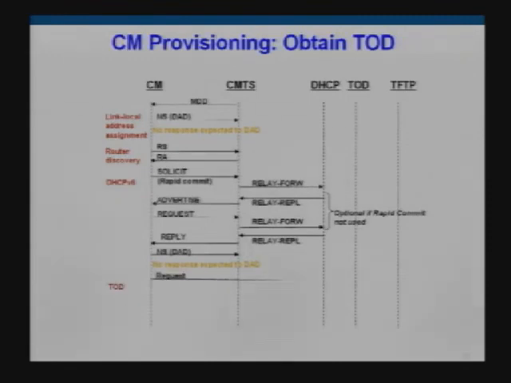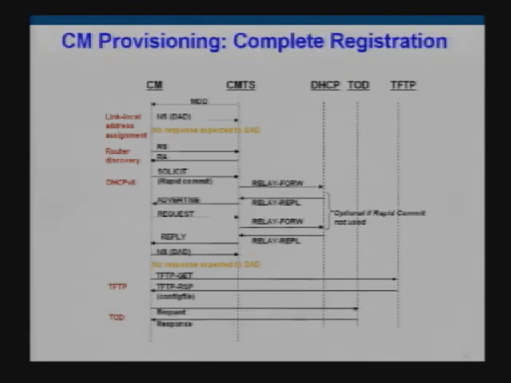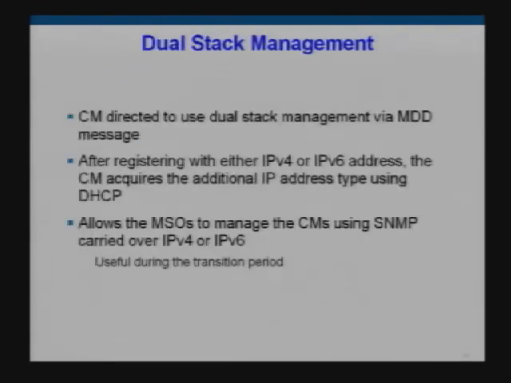The TOD phase is part of the regular DOCSIS registration, occurring for time of day, and TFTP is the file download phase for the DOCSIS file, and eventually it sends the registration request and gets registered.